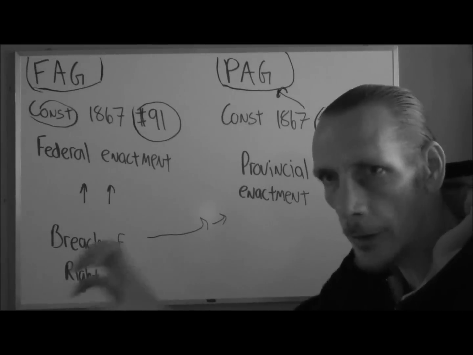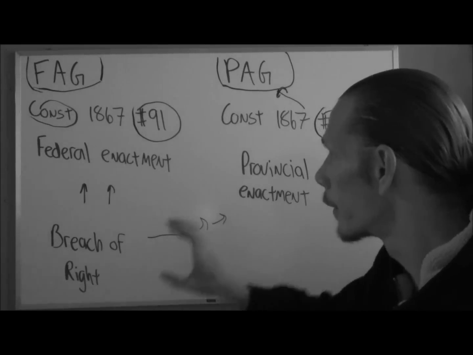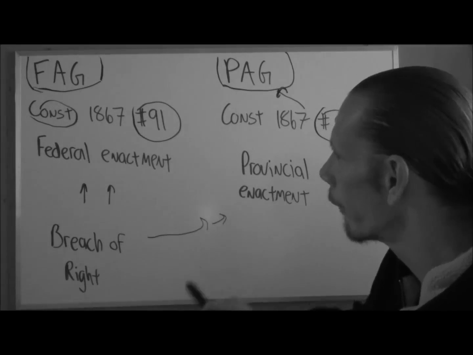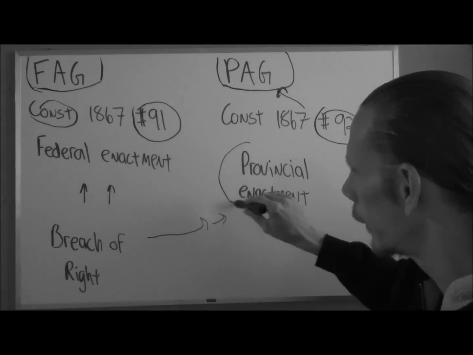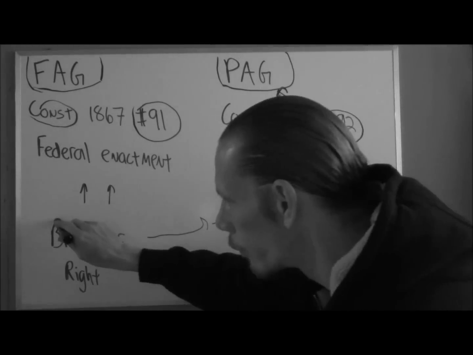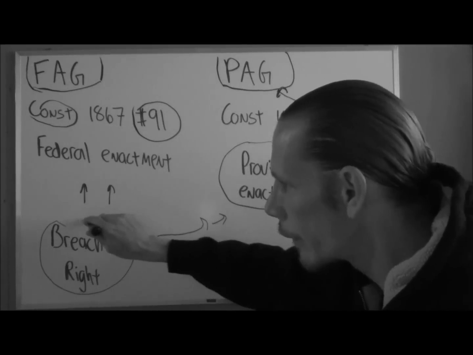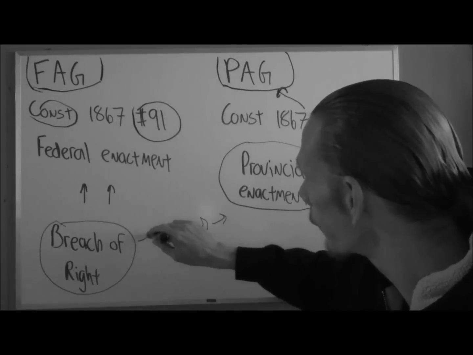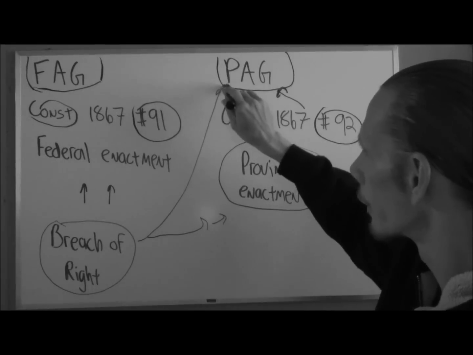Because there you will see the provincial powers have been delegated to the provincial legislators, and they will be creating provincial enactments. And if these provincial enactments breach your rights, your fundamental rights and freedoms, then you have to go after the provincial attorney general.